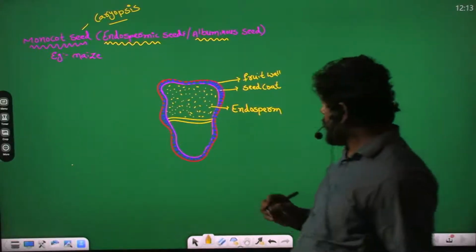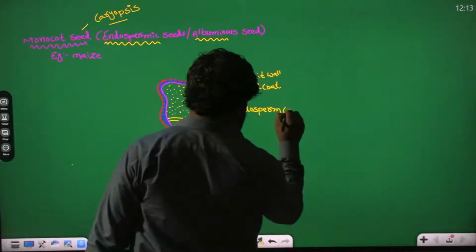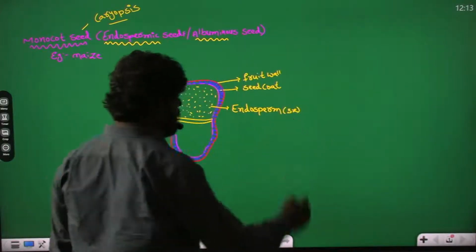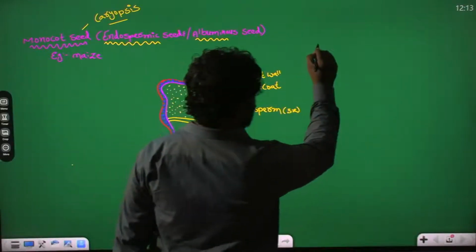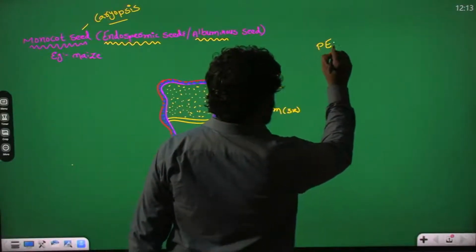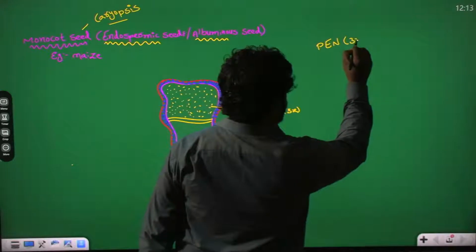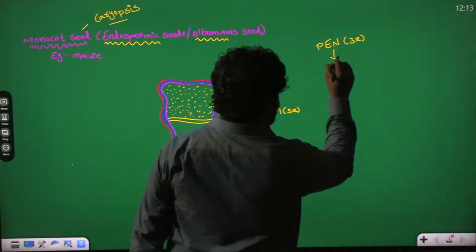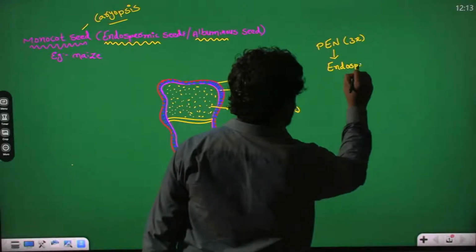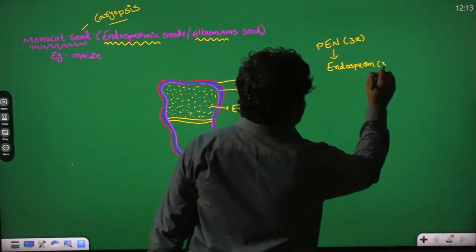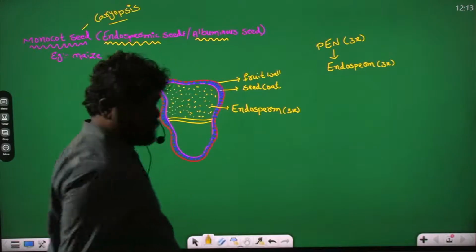Clear? And this endosperm is present in triploid condition, keep in your mind. Why is the endosperm triploid? Because it developed from the PEN, the primary endosperm nucleus, which is triploid. From the triploid PEN, the endosperm is developed. That's why the endosperm is present in triploid condition.